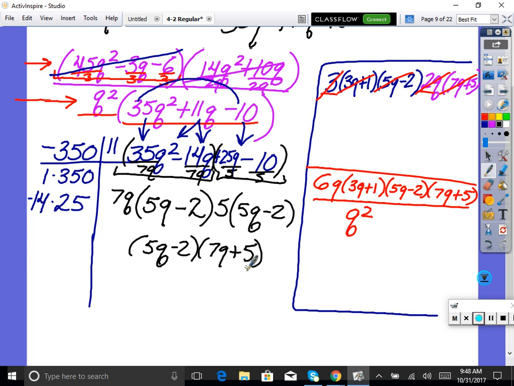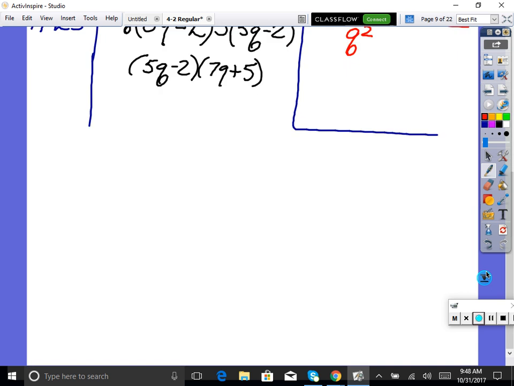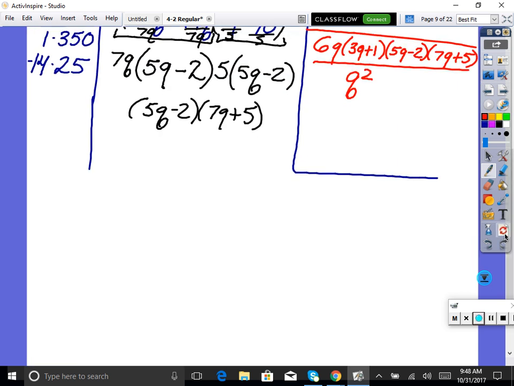So now I'm going to go over to my final factor piece, the square with my final factors in it, and write that in. So we had a q squared, and now we have a 5q minus 2 and a 7q plus 5. Okay, let's now restrict. So the hardest part was just factoring each piece correctly. Now we can restrict.